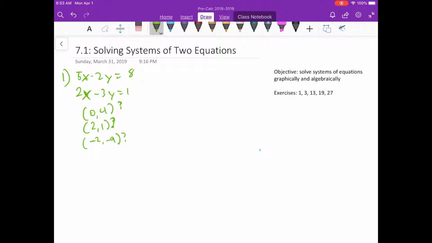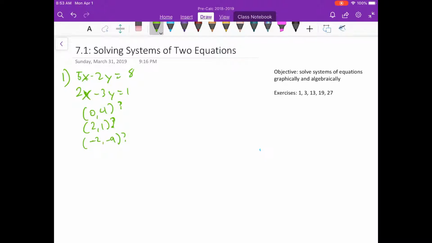If you have two equations, say 5x minus 2y equals 8 and 2x minus 3y equals 1, there are three different ways you can solve this kind of problem to figure out what point intersects both lines, or what point is a solution to both lines. One is numeric, there's a graphical way, and there are actually two algebraic ways, so in some ways it makes four different methods.